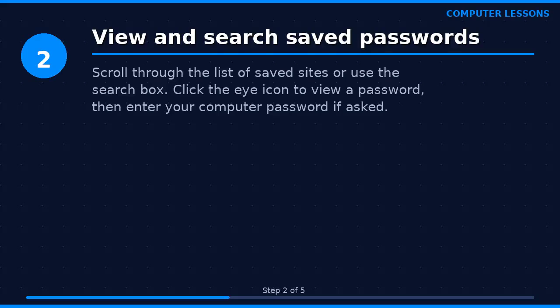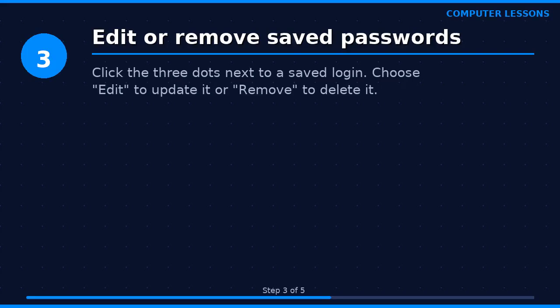Second quarter, you're scanning the roster. A full list of sites, all your saved logins, right there. Need a specific one? Use the search bar up top. Want to actually see a password? Tap that little eye icon. Chrome may call a quick timeout and ask for your computer password to confirm it's really you.